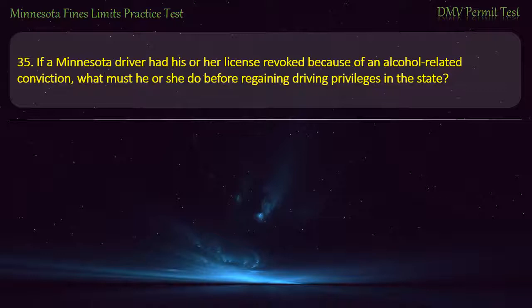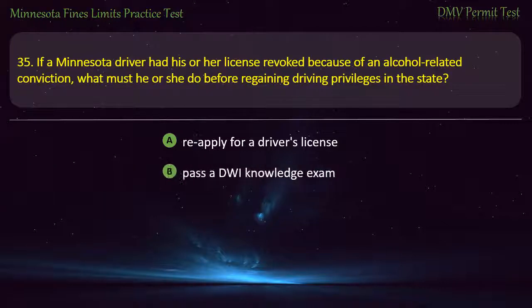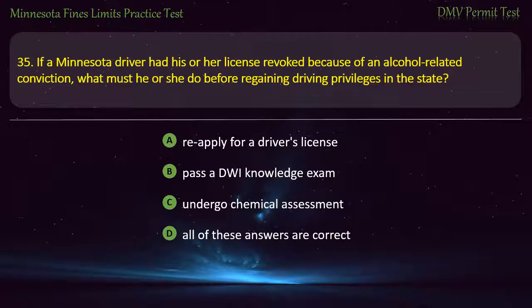Question 35. If a Minnesota driver had his or her license revoked because of an alcohol-related conviction, what must he or she do before regaining driving privileges in the state? Reapply for a driver's license. Pass a DWI knowledge exam. Undergo chemical assessment. All of these answers are correct. Answer: All of these answers are correct.